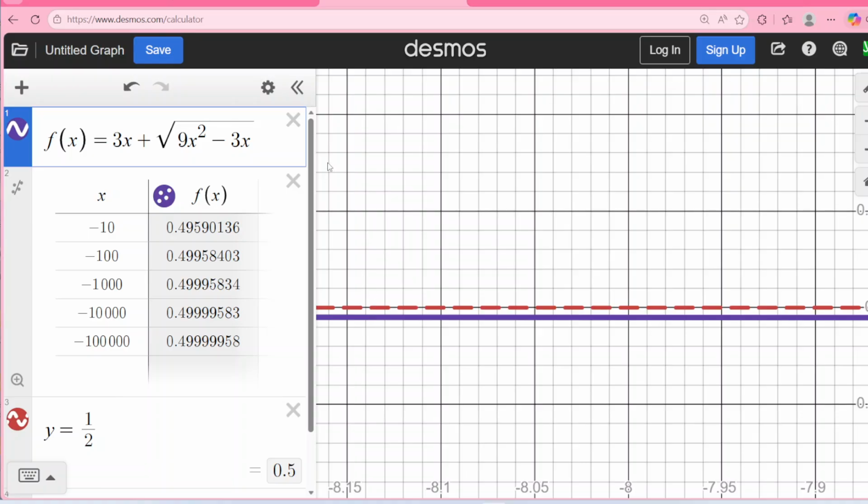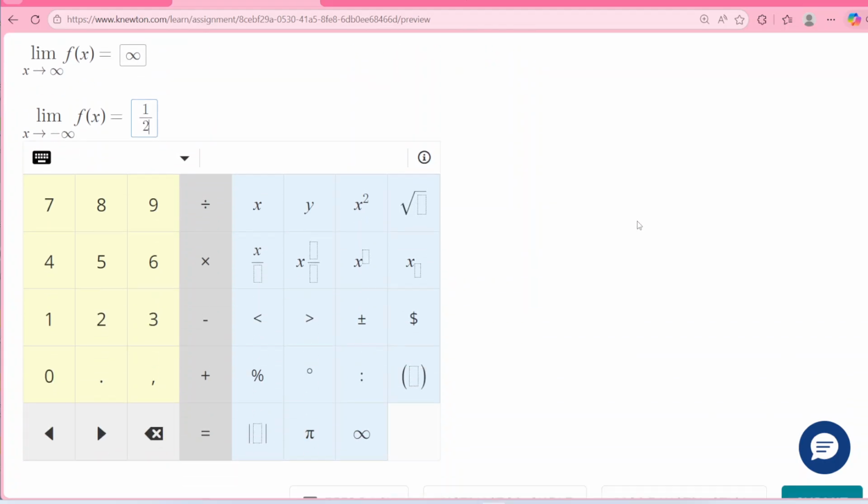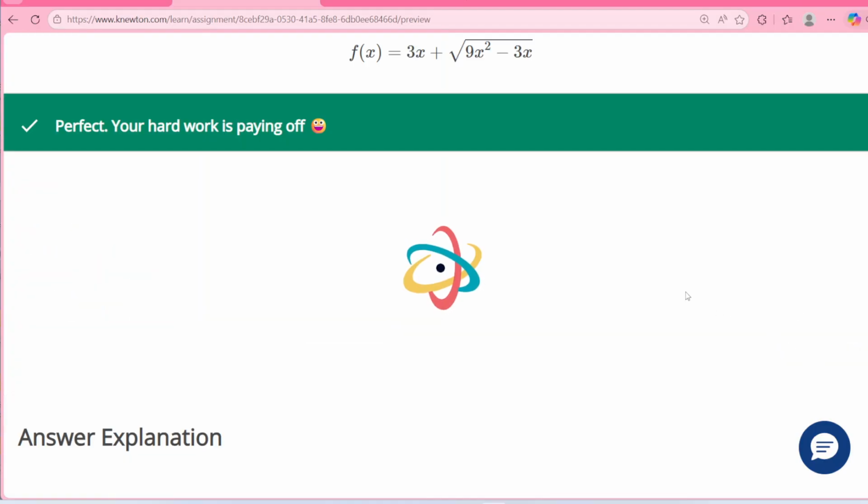Right. So left side limit, 1/2, positive 1/2. And submit. Great.